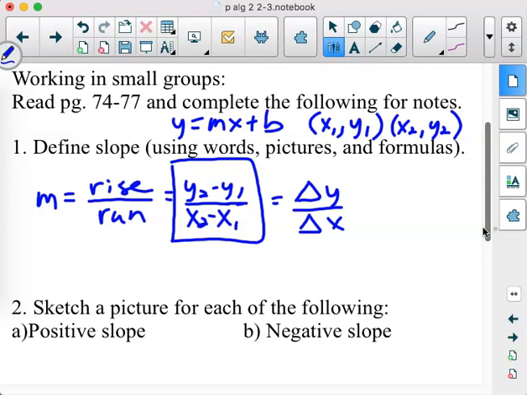Yes, in the chapter 2 note packet. Ooh, let me grab it and see what page we're talking about here. It's in the green one, the neon green.